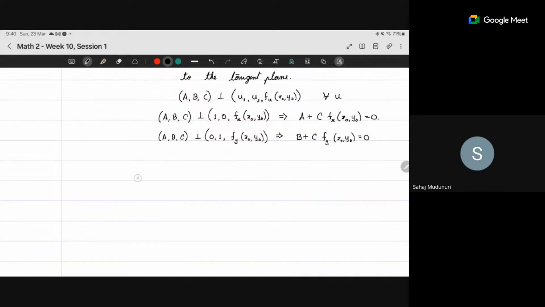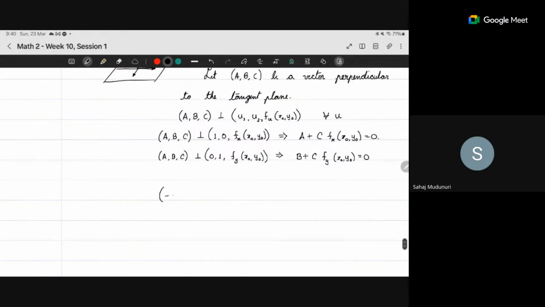So the normal vector is of the form minus C f_x, minus C f_y, and C. What have I done? A is equal to minus C times f_x, and B is equal to minus C times f_y. So the normal vector to the plane will be of this form. Is that fine?